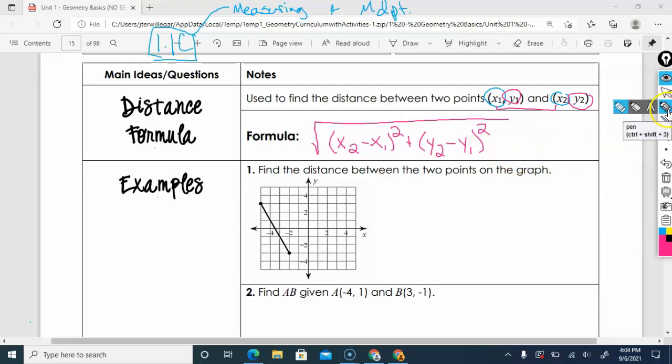Let me show you with some highlighting action here what's going on. Let's get the smallest highlighter possible. I did x2 minus x1. And then since I did this side first, I have to do this side first over here. Technically, order doesn't matter as long as you're consistent. If you rewrote this as x1 minus x2 squared plus y1 minus y2 squared, you would still be right, and that'd be okay.